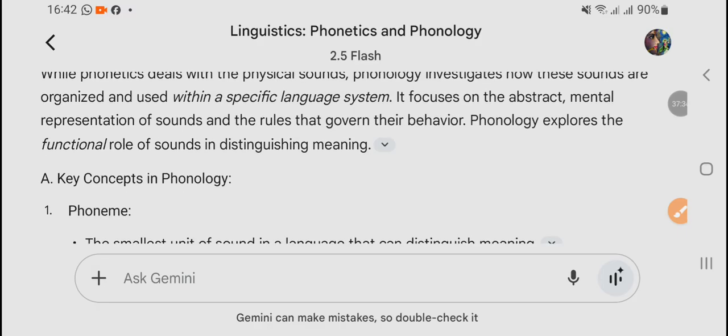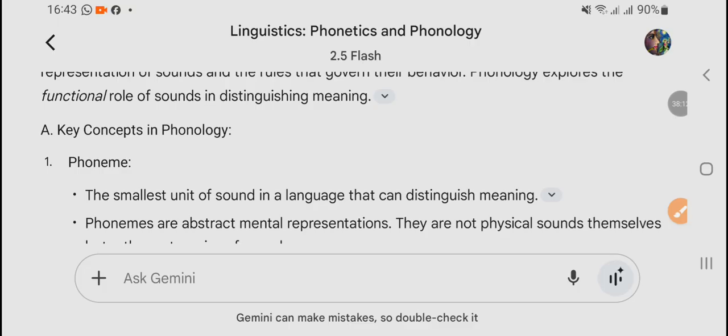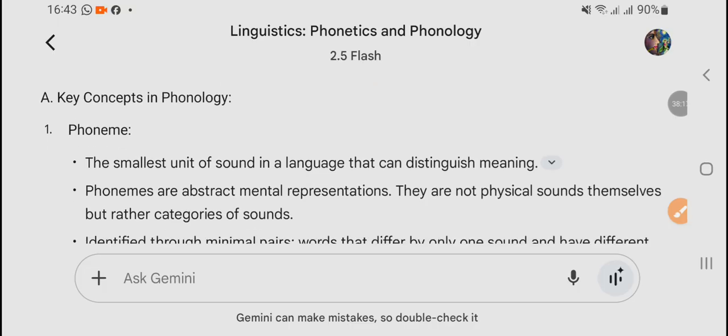It focuses on the abstract mental representation of sounds and the rules that govern their behavior. So what grammatical knowledge I have, and what my mental condition is, and then I use the language. That is something like software. If phonetics is hardware, then phonology is software. Phonology explores the functional role of sounds in distinguishing meaning.